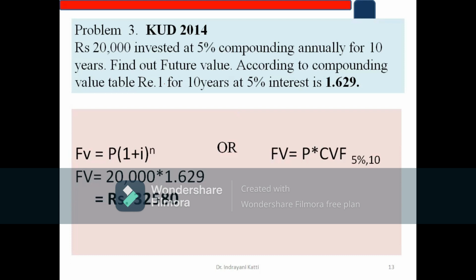Then find out the future value according to the compounding value table. Rupee 1 for 10 years at 5% interest is 1.629. This is readily given to you. It's ready-made food for you. You're not supposed to calculate anything. What you're doing is, write the formula. Coming to the answer, write the formula.